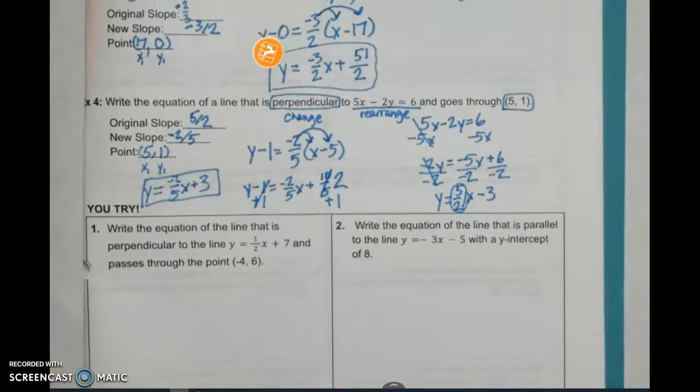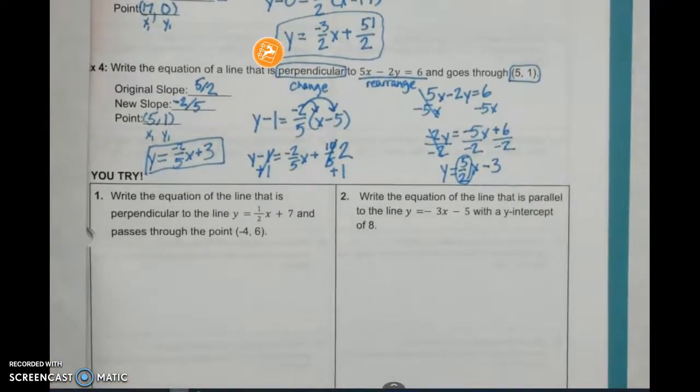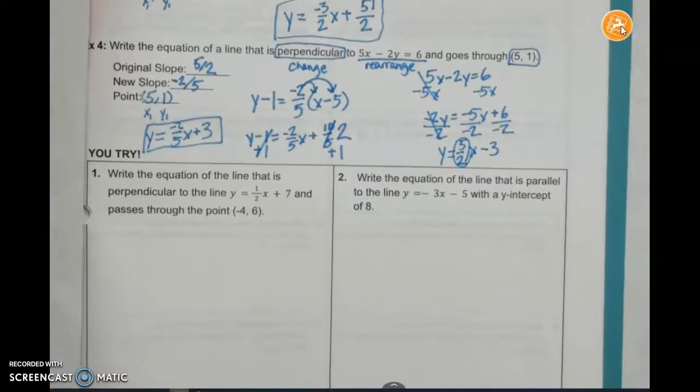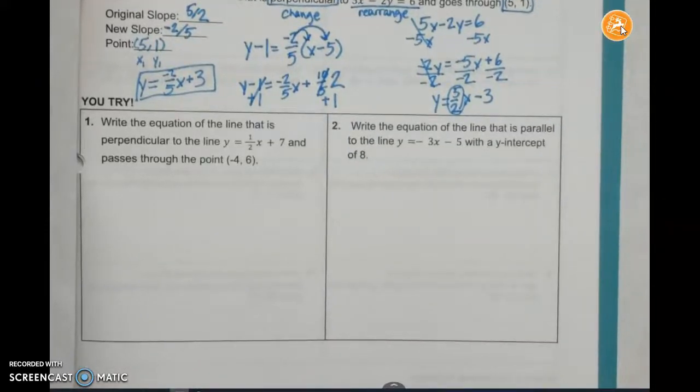Now I want you to take a moment to pause the video and go ahead and try to do these equations on your own. Sorry, I had that deer up there that whole time, but we can work around it. So take a moment to work through these.